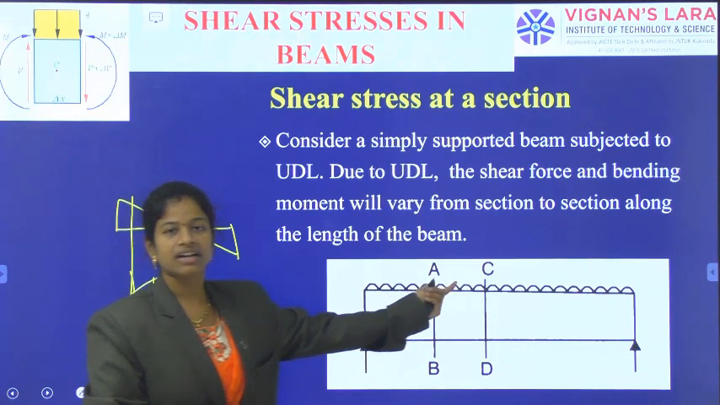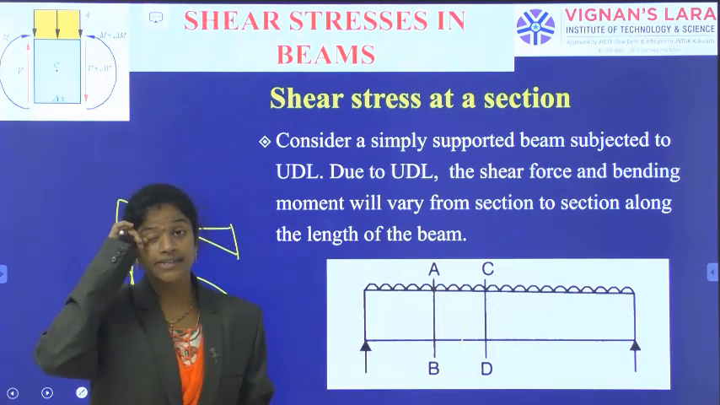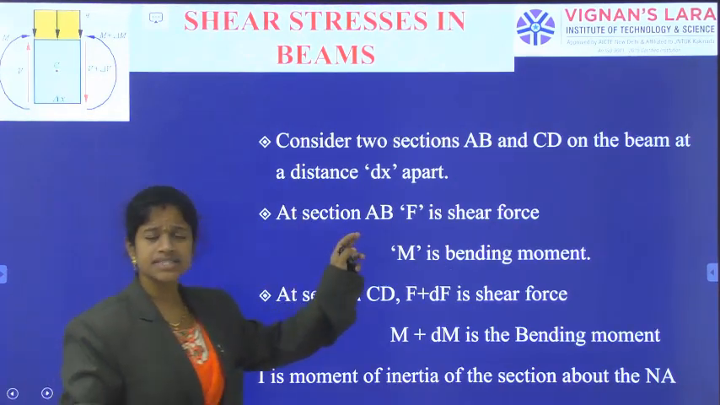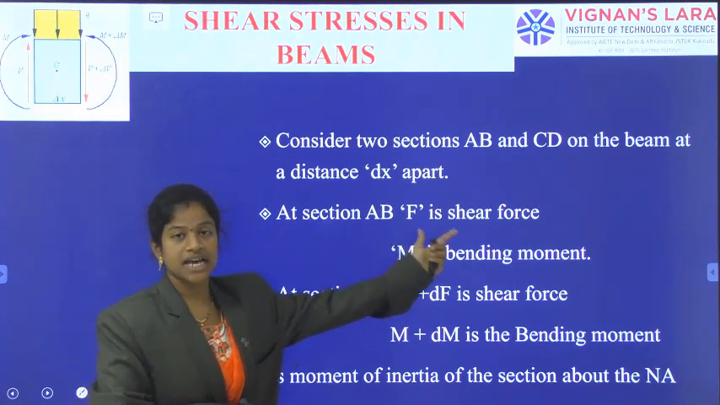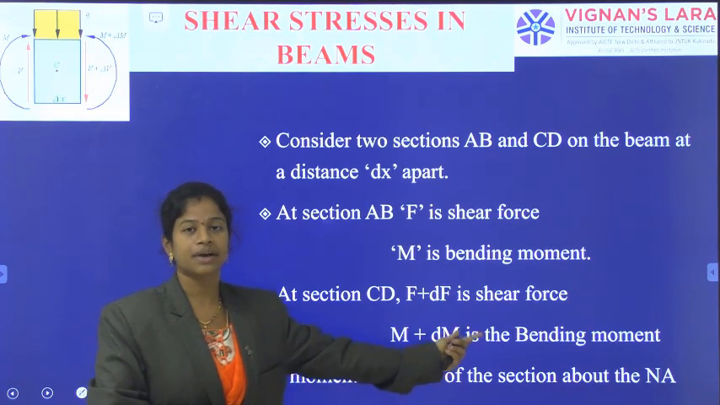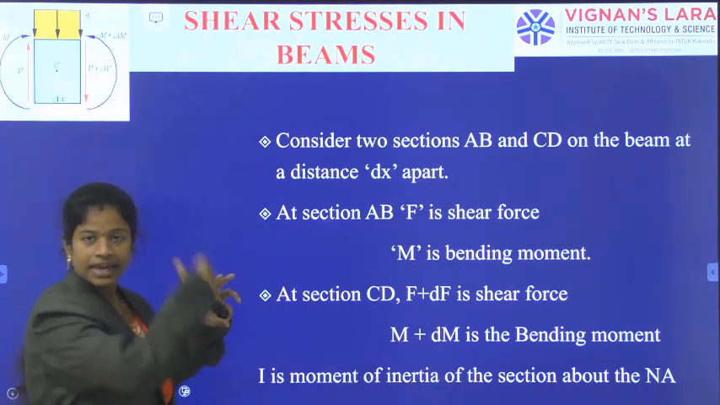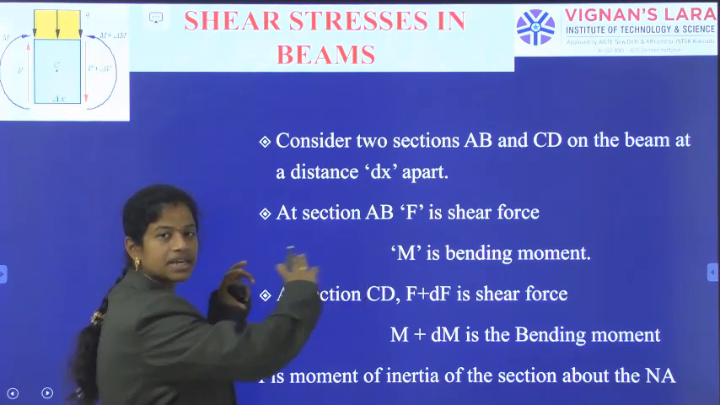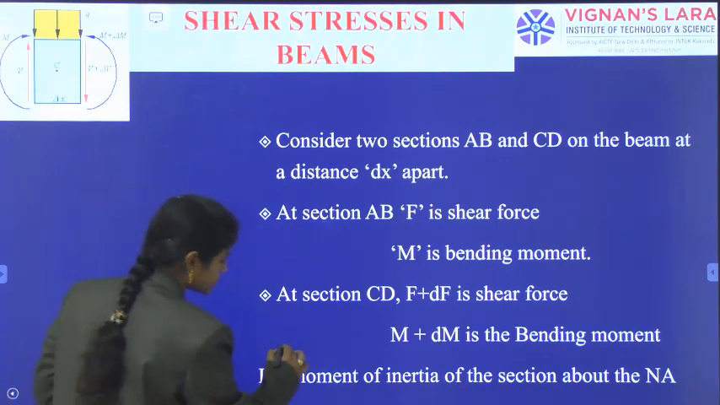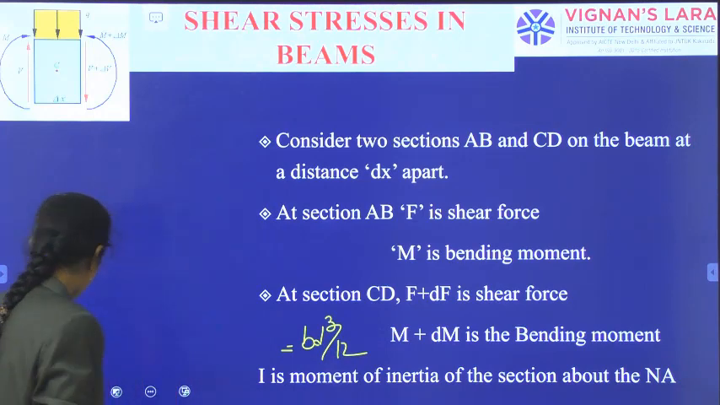In that beam, we have considered two sections, AB section and CD section, which are at a distance dx apart. On the section AB, the shear force is F and the bending moment is M. On the section CD, the shear force is F plus dF and the bending moment is M plus dM. The moment of inertia of the whole section, A, B, C, D, with the same length of beam, comes from I equal to bd cube by 12, which we have indicated.